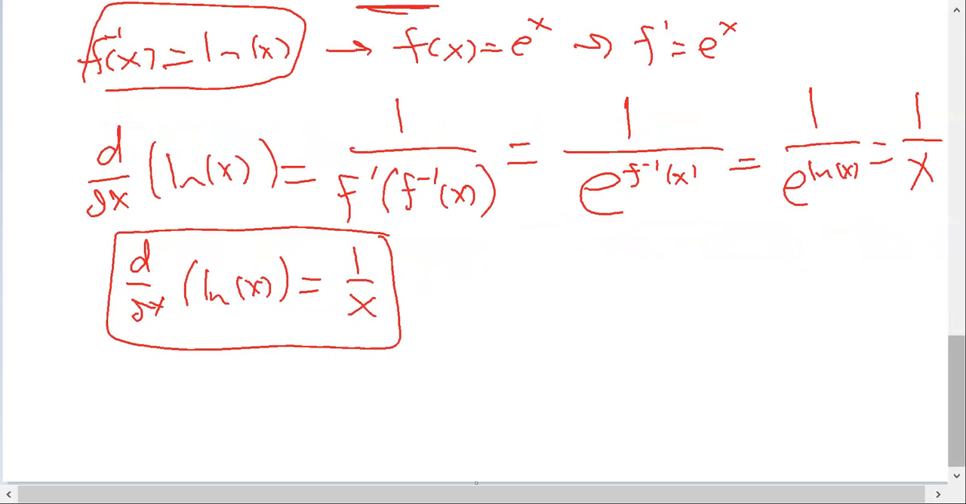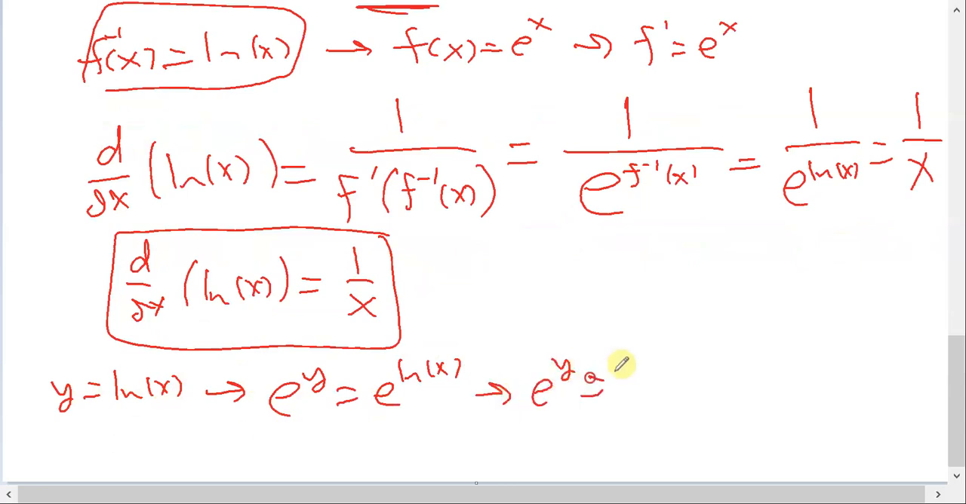I can derive this in another way, just to doubly verify. I'm going to use the inverse function here by taking e of both sides, and I get e to the y equals e to the natural log of x. And now that would be then that e to the y is x. Now I'll take the derivative of both sides with respect to x, and here's what I get.